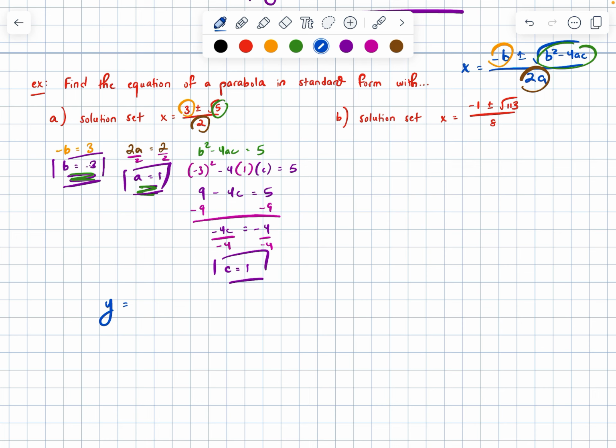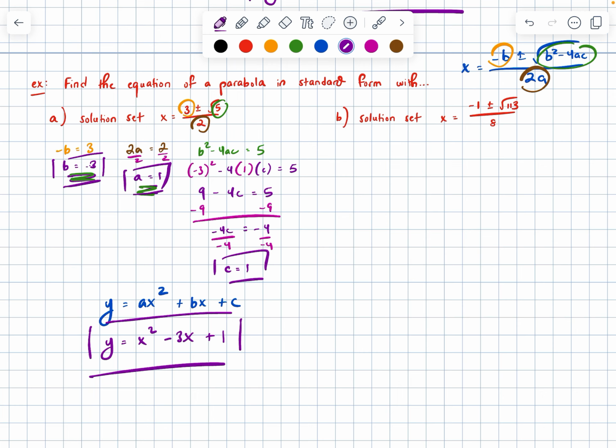I have everything that I need to slot into my standard form, which would be y equals ax squared plus bx plus c. Doing so, we know that a is 1, so I'll just write this as normal x squared. I know that b is negative 3, so there's negative 3x, plus c at the back, which is positive 1. Would you look at that? There is my equation. Try it out yourself with part B, and then we're done.